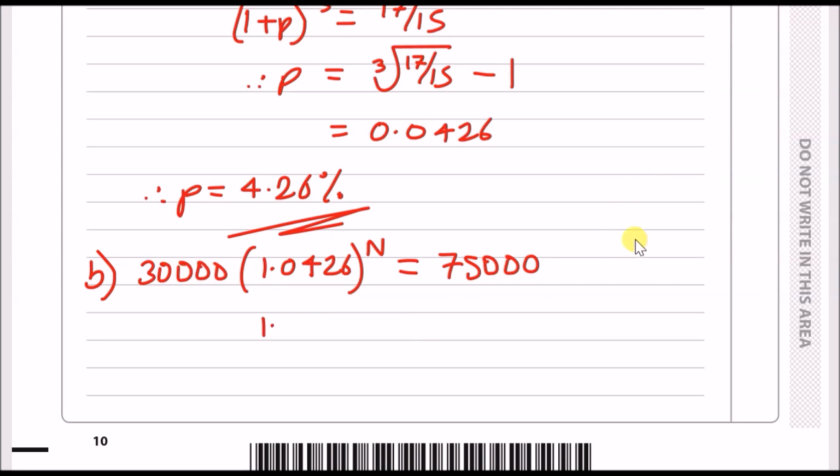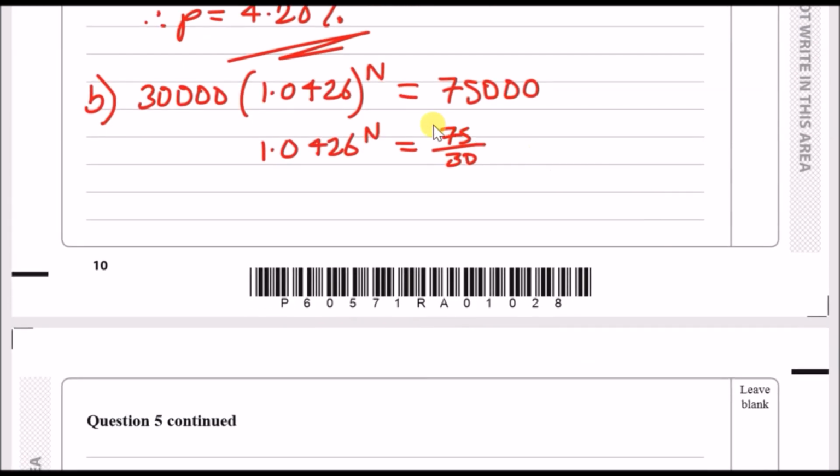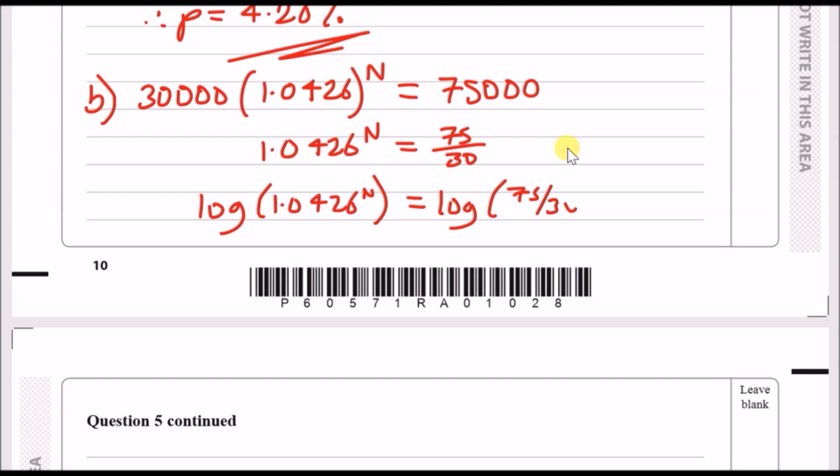You're going to have 1.0426 to the power of n equals all of this over 30,000. That's just 75 over 30 basically. And now I would just take logs here, guys, yeah? Because to find n, you need to take logs on both sides. So take logs, you have something like log 1.0426 to the power n equals log 75 over 30.